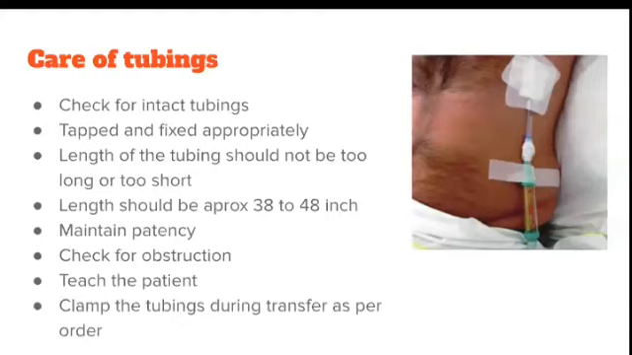Maintain the patency. Check for obstruction. This is very important. The patient himself may be sitting on top of the tubing, so check whether it is patent without obstruction or any kinking under the bed or under the chair. You have to see the tubes are free from any obstruction. Teach the patient to watch for the tubing. Clamp the tubing during transfer, but you have to check for the order before clamping the tubes.